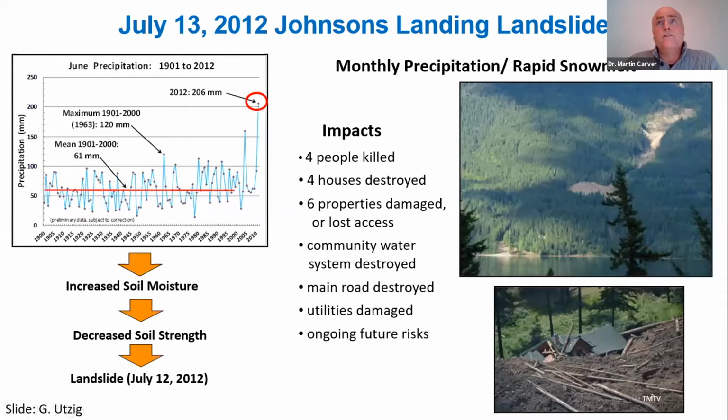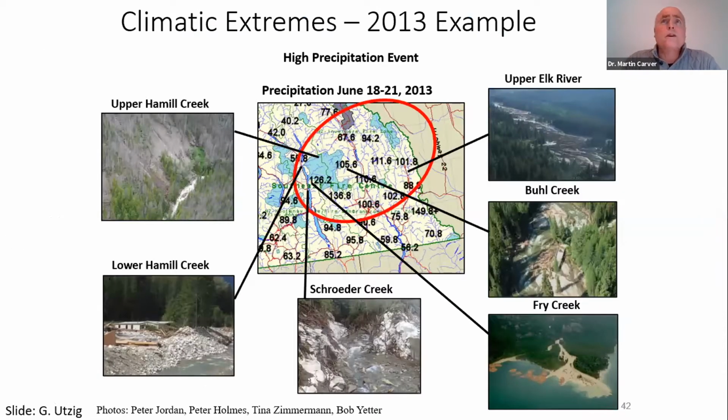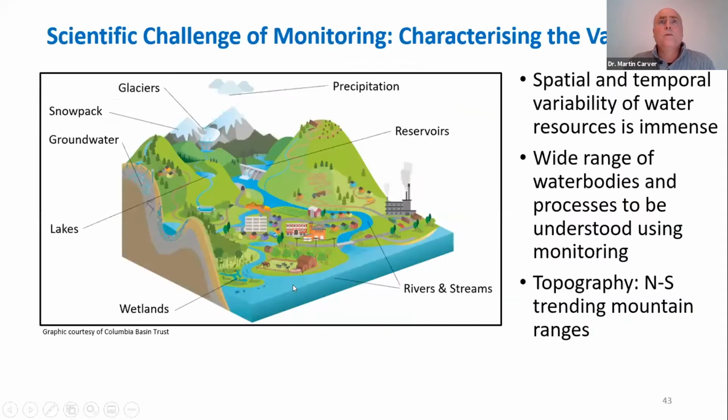There was a landslide in Johnson's Landing in 2012 related to increased soil moisture. You'll recall that was a very wet year, and it killed people and destroyed homes and had major consequences in the North Kootenay Lake area. And also in 2013, there was a large precipitation event that went across southern BC and caused $5 billion worth of damage in Calgary, but it also left its imprint in the West Kootenay and East Kootenay. You see pictures here of Hamill Creek, Schroeder Creek, Fry Creek, others that were blown out by this heavy rain on snow event.